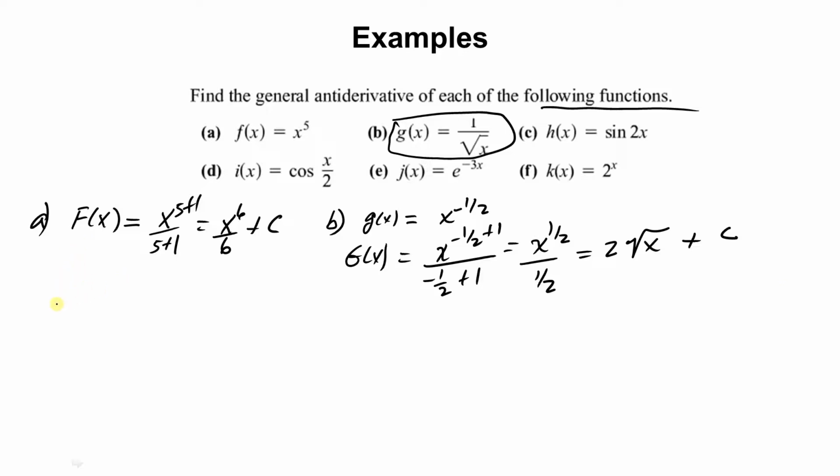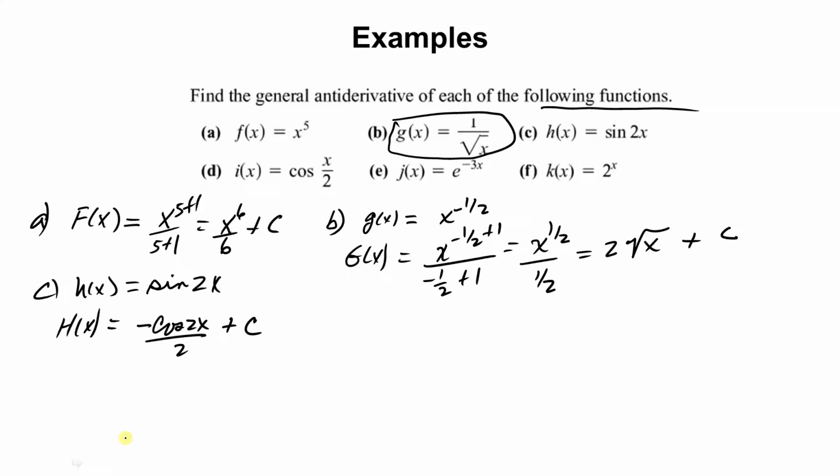For C, where h of x is equal to sine of 2x, the antiderivative would be minus cosine of 2x over 2. Notice you would use the formula on the previous page where k is 2, and you would add a constant to get the general antiderivative.